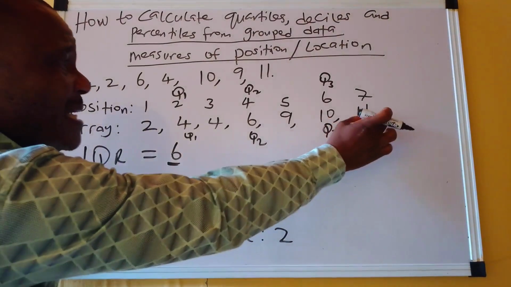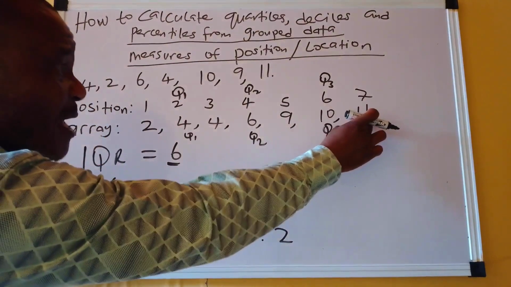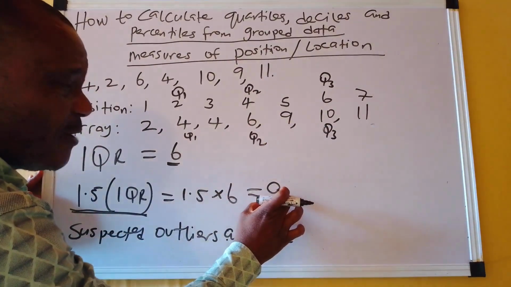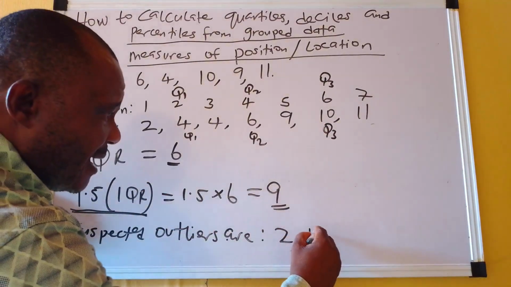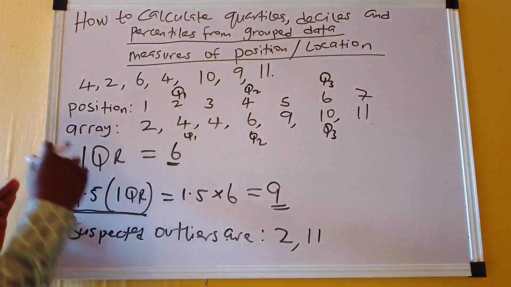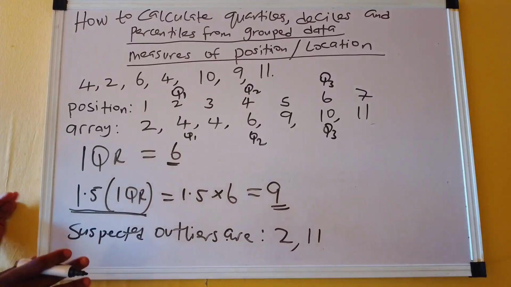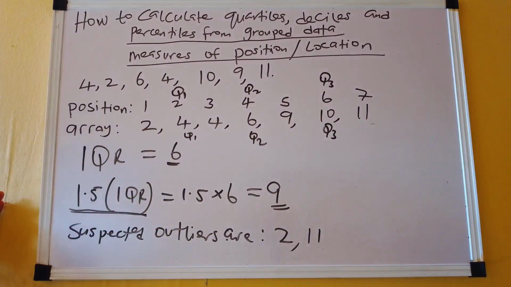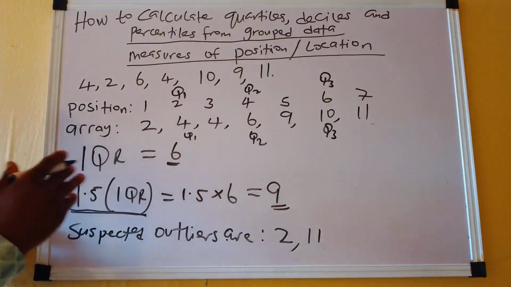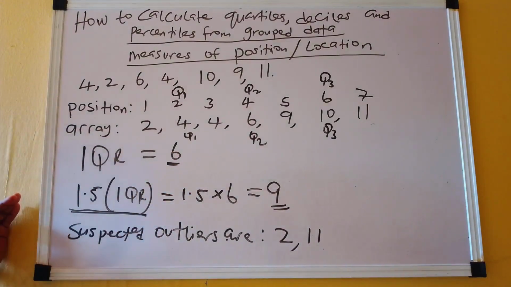Then above this Q3 is 11. This 11 here is higher than this value. If it's more than the value, then it is also a suspected outlier. So we have 2 suspected outliers in this data set. They are 2 and 11. They are extreme values, so they are suspected outliers. Don't be surprised that when you calculate the mean, the mode, and the median for this data set, the mean will be a bit different from the mode and the median because of the outlier. You can do that check on your own.